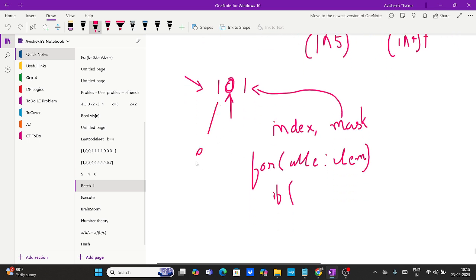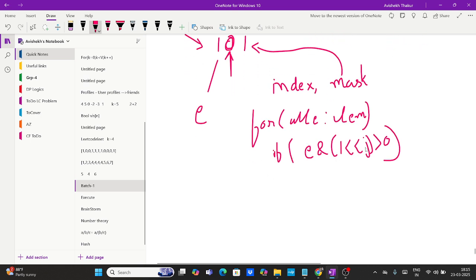Let's say this is element E. How to check whether a bit is set or not? Mask AND one left shift of that number of times, greater than 0. If this is greater than 0, yes, that means the bit is set. Correct? That bit is set. So we cannot take this.